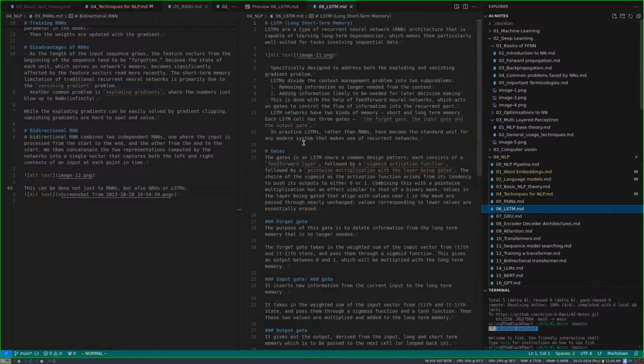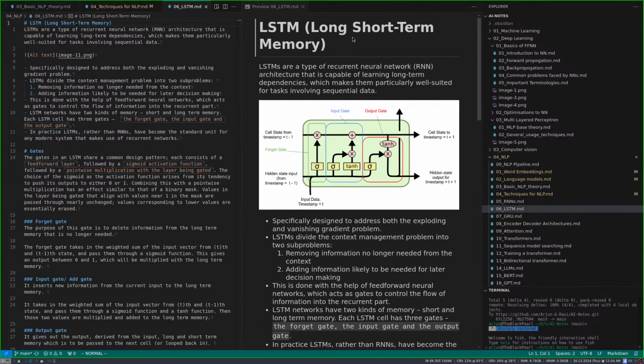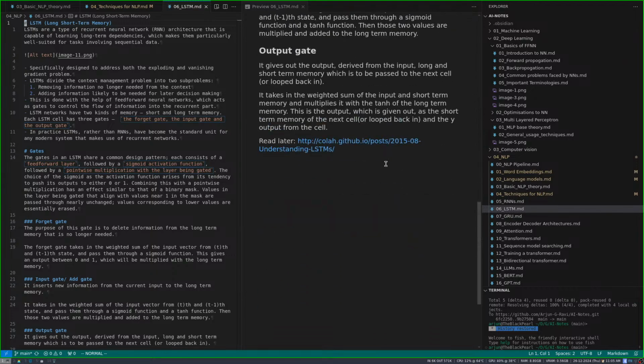Okay. We have LSTM, long short-term memory. So this is the LSTM. We have the hidden state from the previous timestamp, also the current input. This is a forget gate. This is used to forget things from the long-term memory. And then we add information to the long-term memory using the input gate. And then we give the output and the hidden state for the next state. And the output comes here.